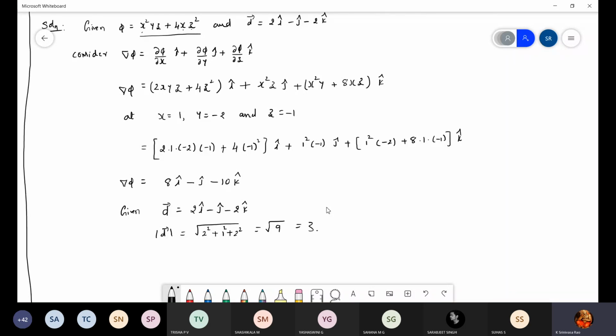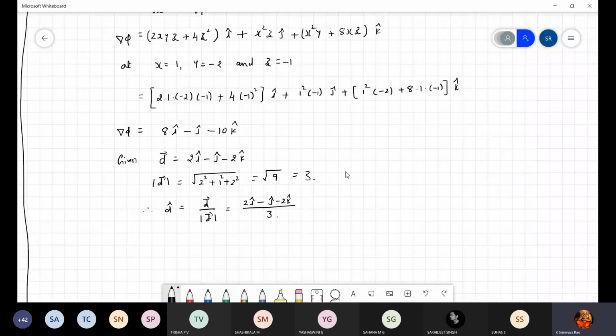If there is a negative, especially when calculating magnitude inside the square root, no negative numbers are allowed. It is whole square, so minus also becomes plus. Therefore, d cap equals vector d divided by its magnitude, that is equal to 2i minus j minus 2k by 3.